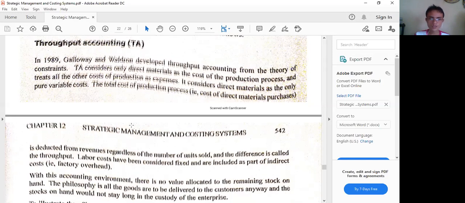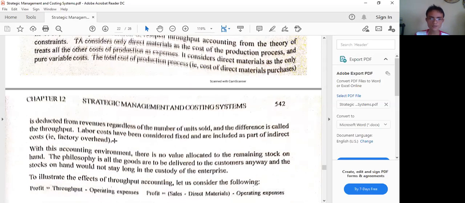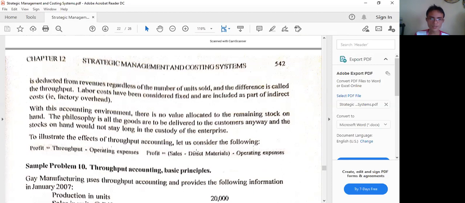The total cost of the production process, that is the cost of direct materials purchases, take note, purchases, is deducted from the revenues regardless of the number of units sold, and the difference is called throughput. Labor is considered fixed and is included as part of indirect costs, that is factory overhead. So that's why we can have this particular formula here. But before that, we need to know that there is no value allocated to the remaining stock on hand. The philosophy is that all the goods are to be delivered to the customers anyway, and the stocks on hand would not stay long in the custody of the enterprise.